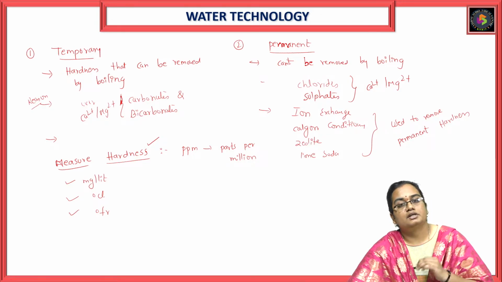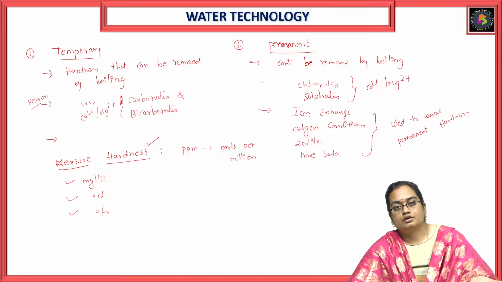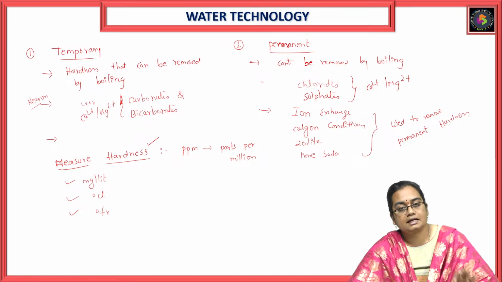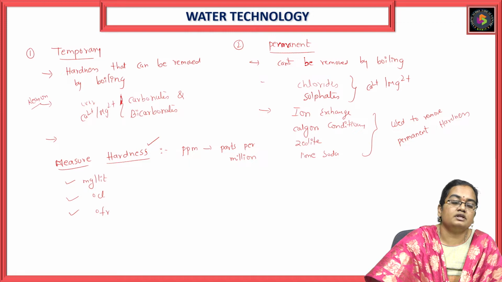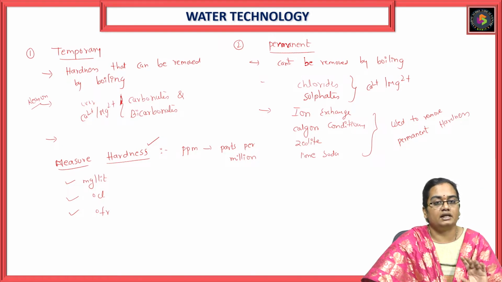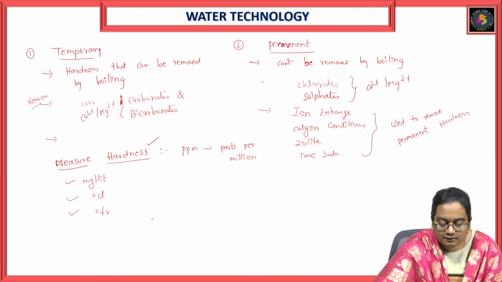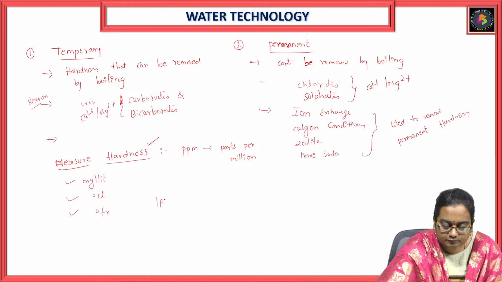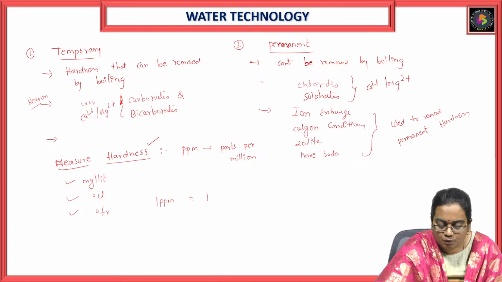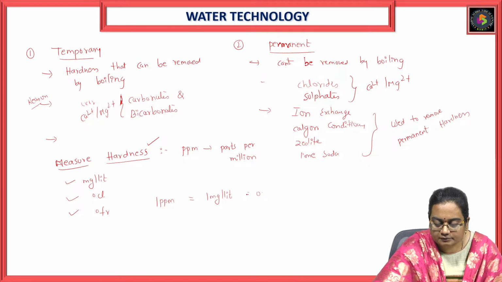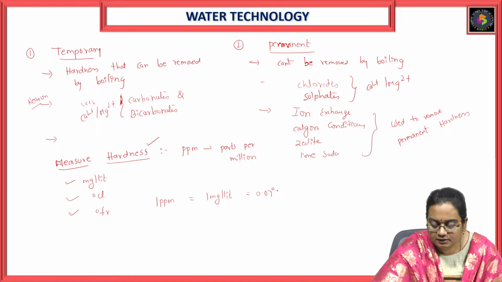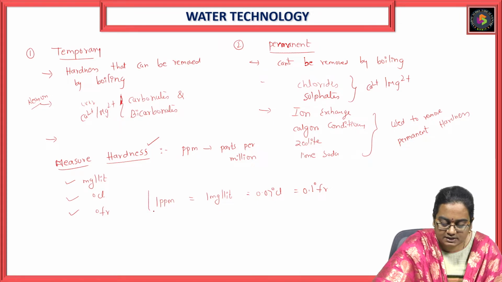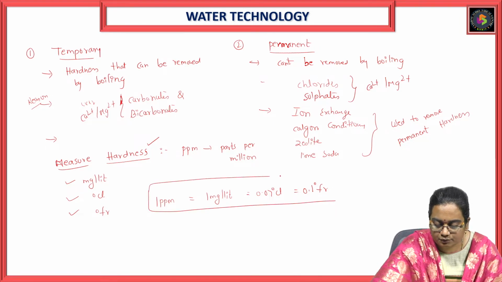So here there is a relation. We know that meters can be converted into kilometers, kilometers into millimeters. Like that, there is a conversion. In the same way, hardness units also can be correlated. How can it be related? 1 ppm is equal to 1 milligram per liter, which is equal to 0.07 degree Clark, which is equal to 0.1 degree French. So this is the relation between the units.